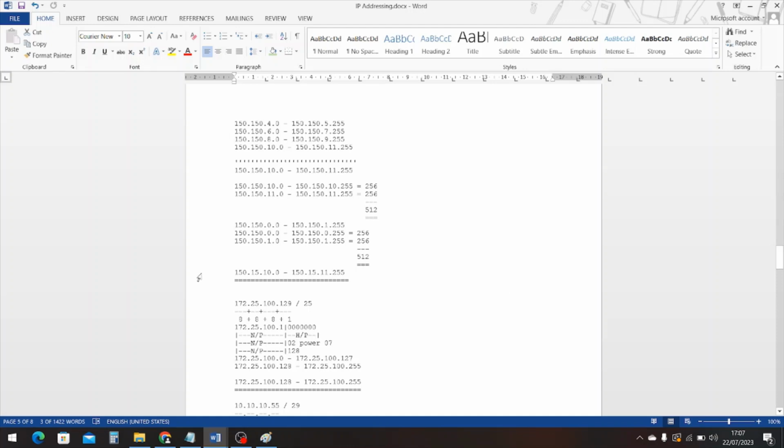This is the answer, the range. So you can say that this is the total IP address range. Total IP address range. I mean, total usable IP addresses are a different story. I'll come back to that. I'm just saying this is what I call the total IP address range.